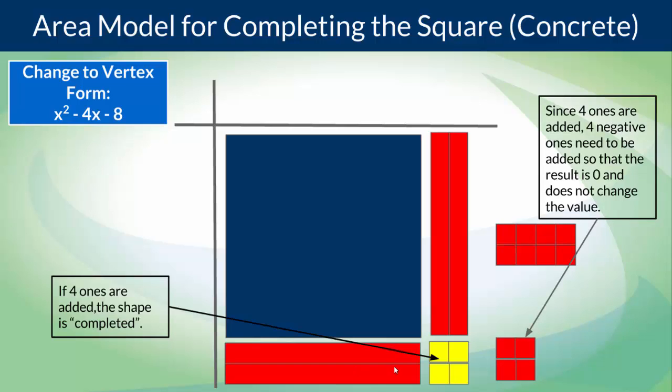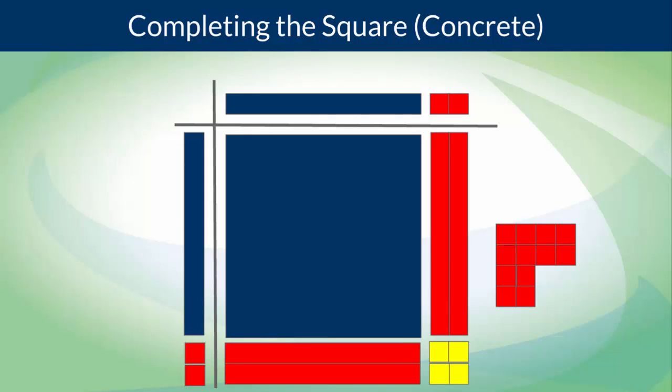We can't add in 4 out of the blue, because that changes its value. Now, if we add in 4 positives and we add in 4 negatives, we don't change the value, because in essence, we've just added 0 to this. It might look like we've changed it, but in actuality, we haven't changed this thing at all. So now this is a representation of x squared minus 4x minus 8. It doesn't look like our original representation, but it does represent the same value.